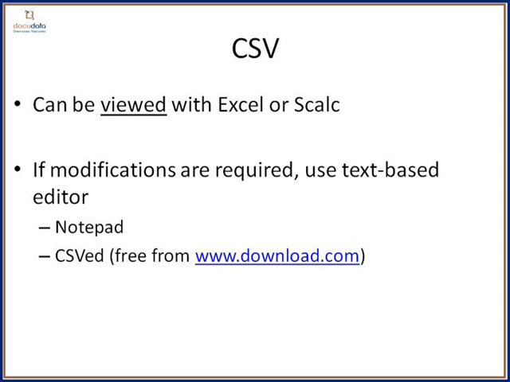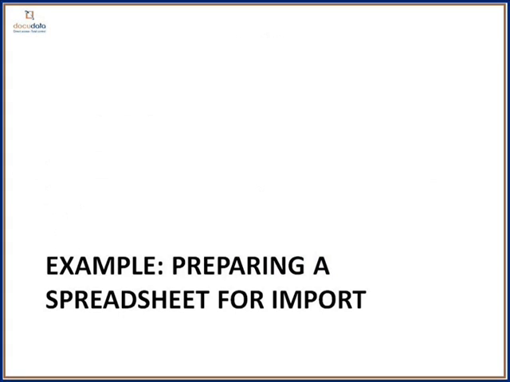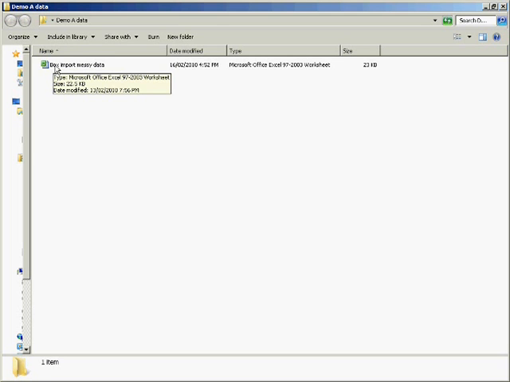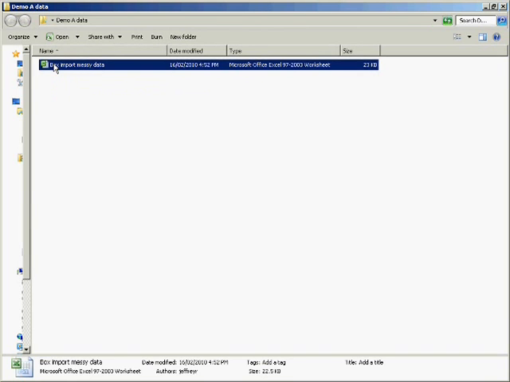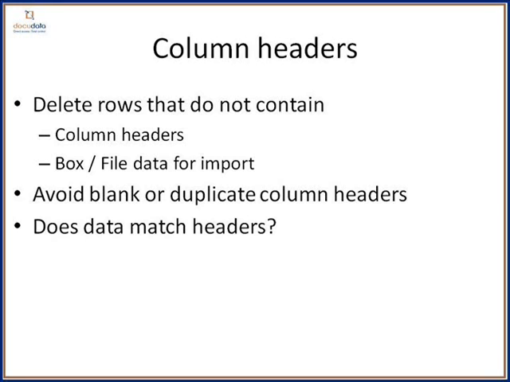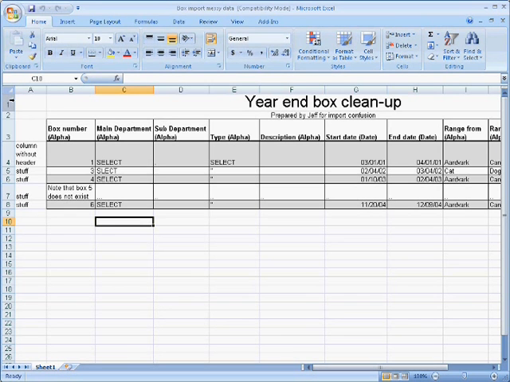If the source data does happen to be in a text format such as CSV, we can still use Excel for viewing it. However, if we want to make any modifications to save, we should use a text editor such as Notepad or CSV. Let's get started with our example. The customer has sent us a file created in Excel. We will open it up and take a look at the data. We will delete rows above the column headers, check for blank or duplicate values, and ensure that they match the data.